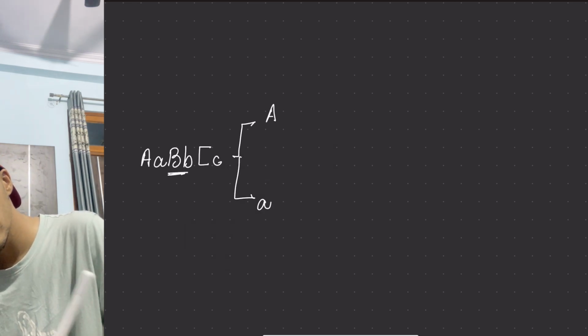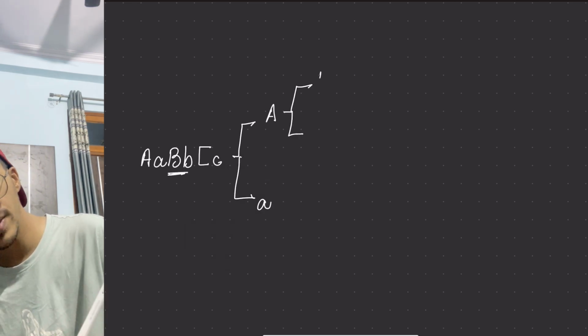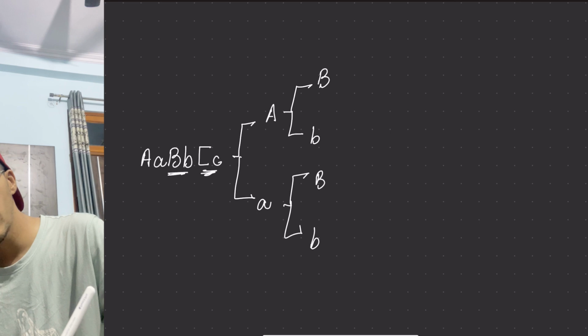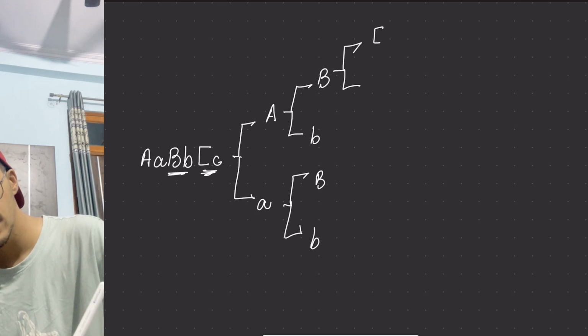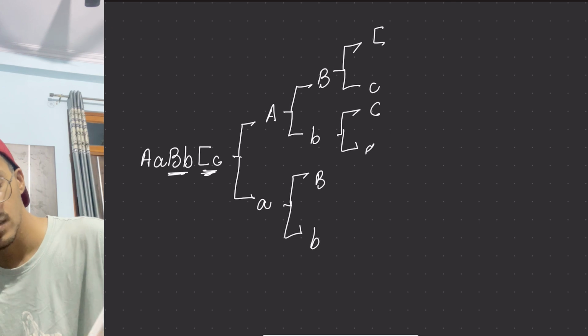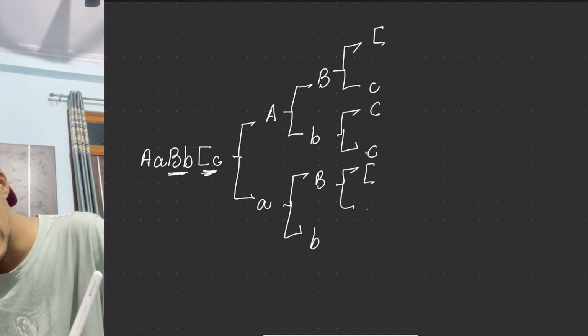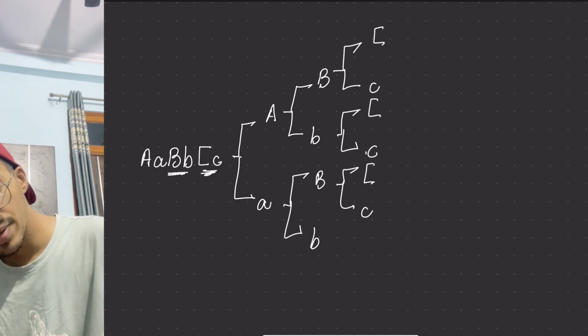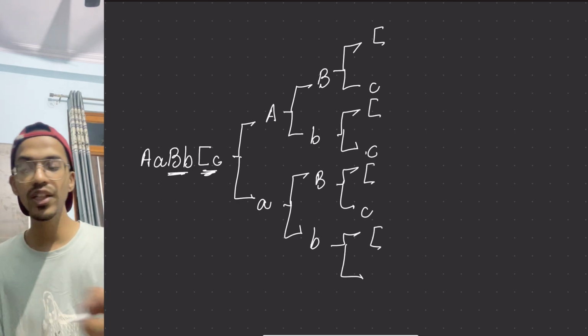Next I will divide this into both. So this will be capital B, small b. Here it will be capital B, small b. Then I have the option to do with C. So there will be capital C, small c. Here also capital C, small c. Then this is also capital C, small c.